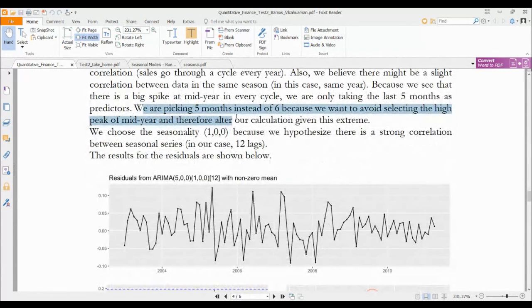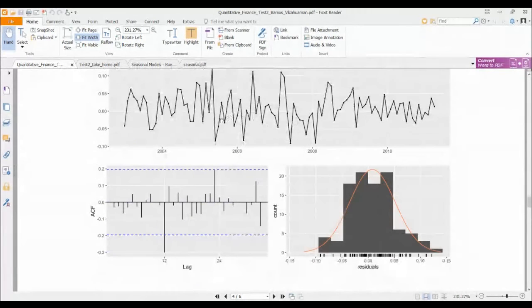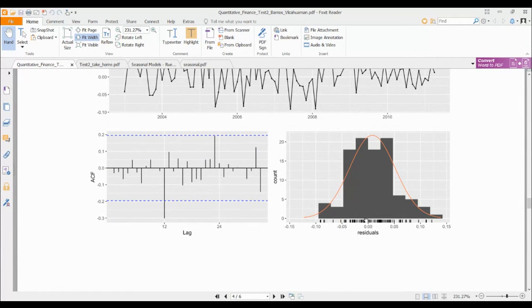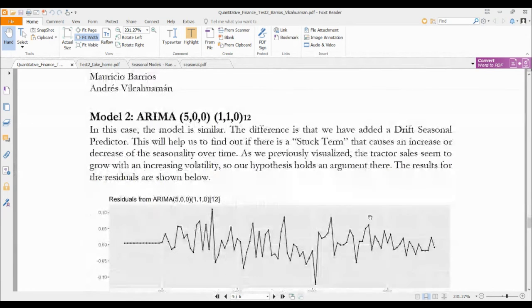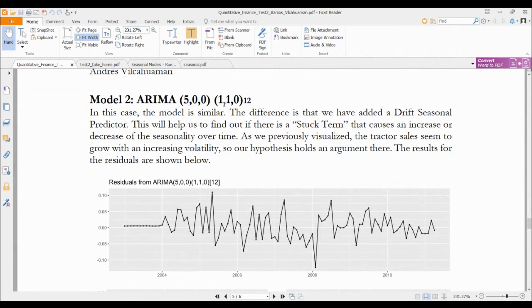Okay, so they pick five instead of six. And this looks kind of good, right? Residuals, stable around zero, not really that far apart. Now, you always have to check if your residuals are actually mean zero. If they are not, then it means that you have some garbage in your residuals and they might be correlated to the variables that you're using to estimate your model. And that's good. Second model, they difference twice, so they are getting the acceleration in this time of the seasonality. Okay.